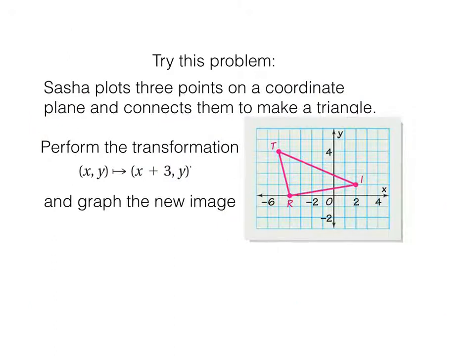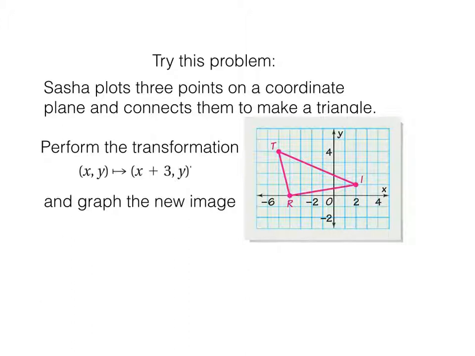Now let's apply what you just learned about mapping and transformations to an actual graph. I would like for you to pause the movie and copy this graph and the triangle into your notes. Once you've copied it, I would like you to perform the transformation where (x, y) maps to (x + 3, y), and then graph that new image with the triangle that you already graphed. Press play to see how you did.